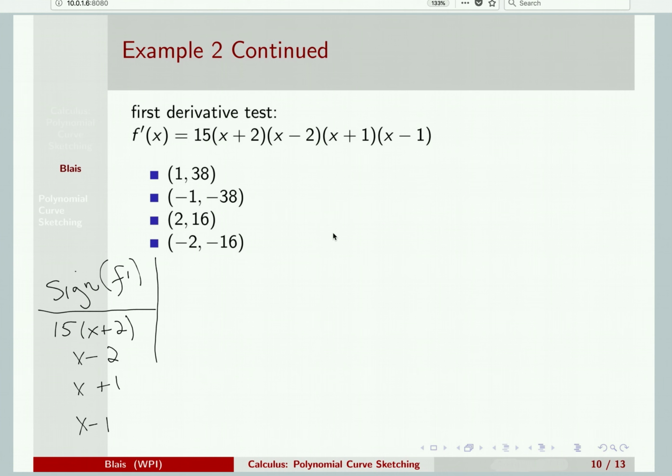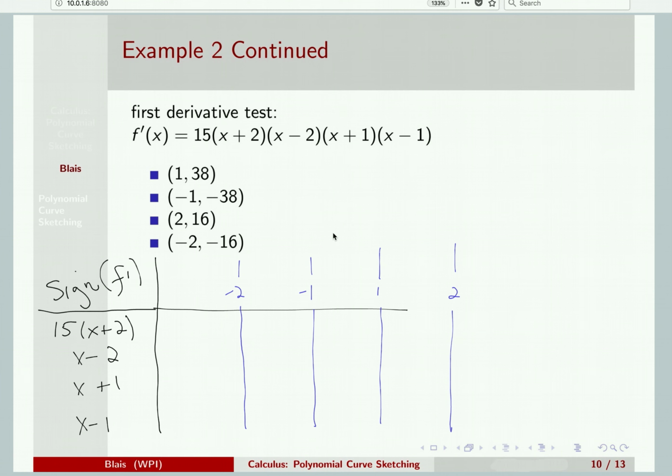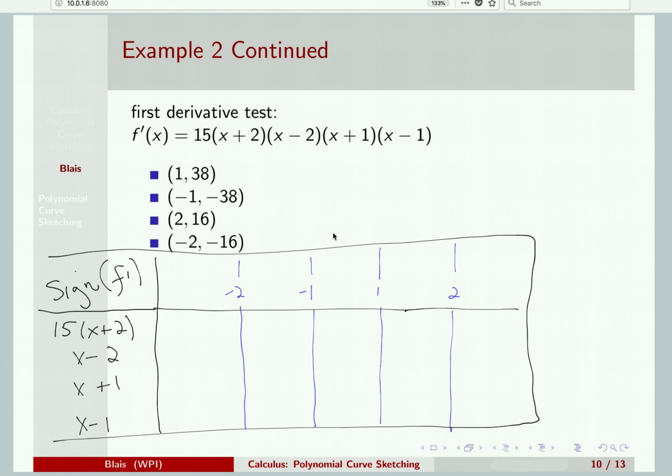So we list all the factors that make up f prime. And then we put our x values for the critical points in increasing order here. So we have the smallest is negative 2, then minus 1, then 1, then 2. And we make our chart. And again, go through term by term, plug in values.